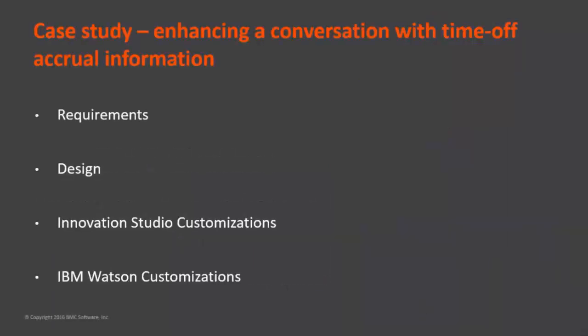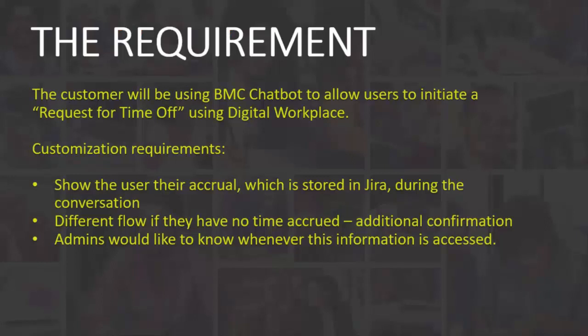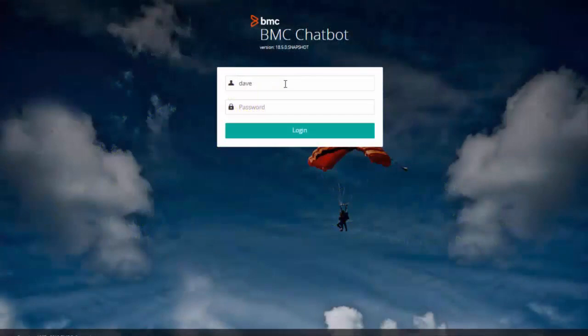Requesting a service with the out-of-the-box BMC chatbot, such as a PTO request, time off, is pretty straightforward. But what if you would like the conversation to take a different flow based on other information, like your accruals? The customer would also like to keep track of PTO requests and do additional workflows around those.